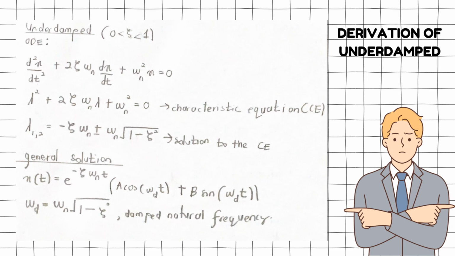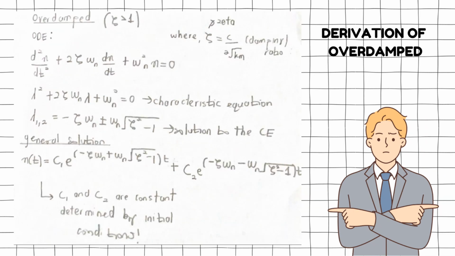Next, we move to the derivation of underdamped. The damping ratio for underdamped must be between 0 and 1. For the general solution, we have x(t) equals e to the power of negative ζω_n t times (A cos(ω_d t) plus B sin(ω_d t)), where ω_d equals ω_n times the square root of 1 minus ζ squared, which is the damped natural frequency.